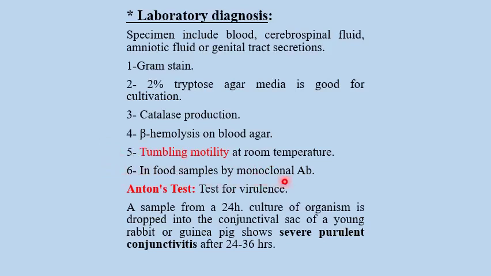In food samples, the microorganism can be detected by monoclonal antibodies. This is a characteristic test called Anton's test. This is a test for the virulence of the organism. A sample from a 24-hour culture of the organism is dropped into the conjunctival sac of a young rabbit or guinea pig, which will show severe purulent conjunctivitis after 24 to 36 hours.